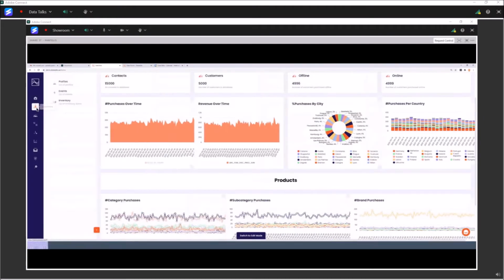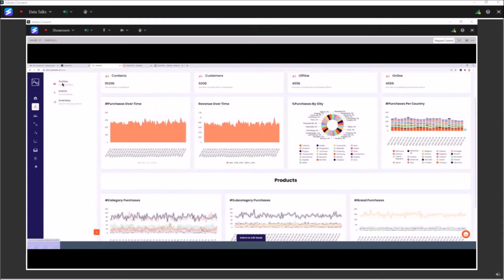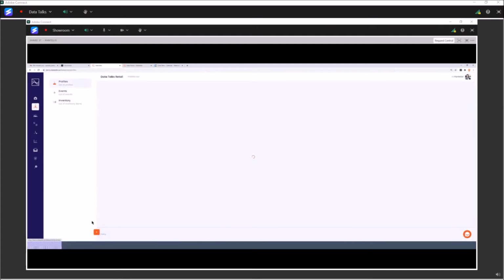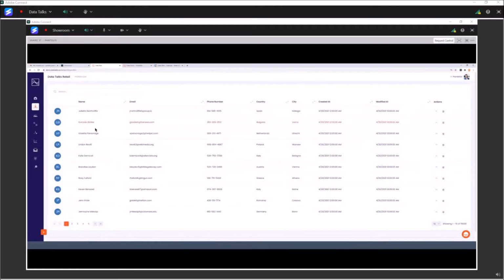Let's look at the data points. We discussed a bit about data points before, and we can see that we have all those here. Now for the sake of this demo, let's look at profiles. So here we can see all the profiles, all the customers, all the customer base that you have in Datatox CDP. Those can be people that come to your physical stores, and there is some way to identify them, to link them with an account and store them here.